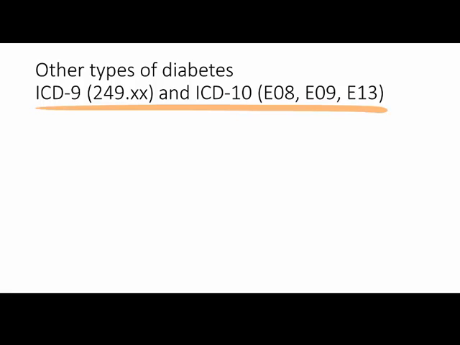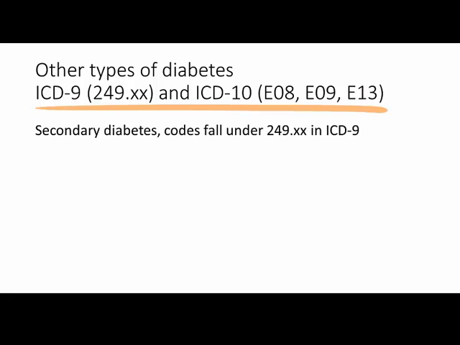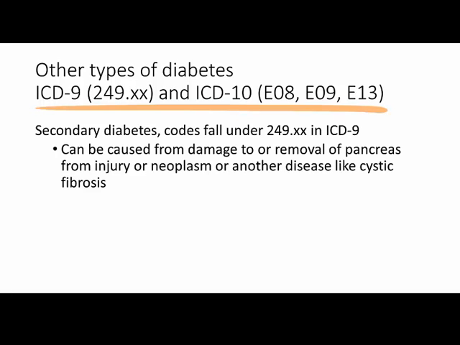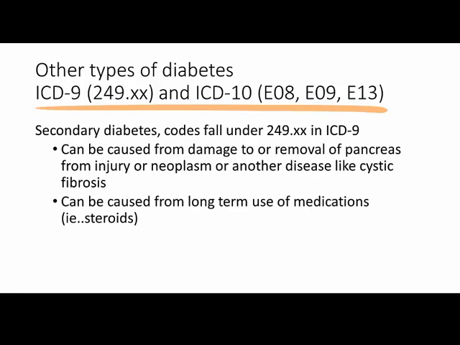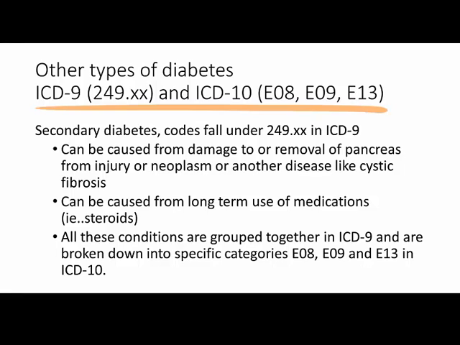Okay, let's talk a little bit about secondary diabetes. Secondary diabetes can be caused from damage to or removal of the pancreas, from injury or neoplasm, or it can be caused from another disease like cystic fibrosis. It can also be caused from long-term use of medications. One of the common ones would be steroids. In ICD-9, all of your secondary types fall under the category 249. However, in ICD-10, they're broken down into more specific categories of E08, E09, and E13.